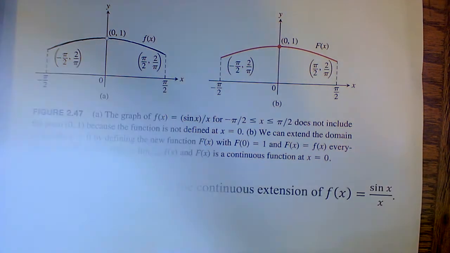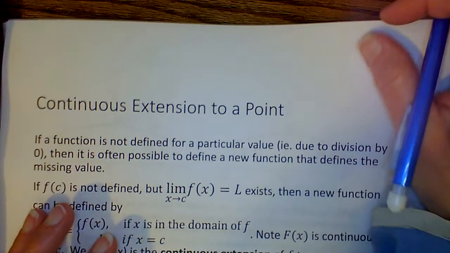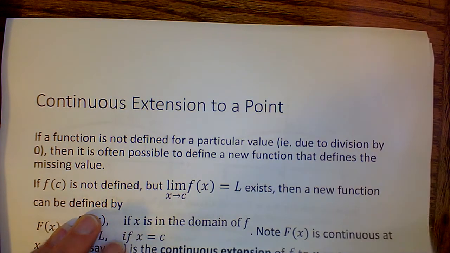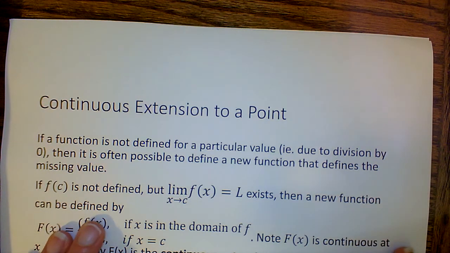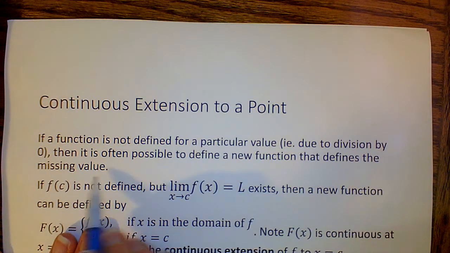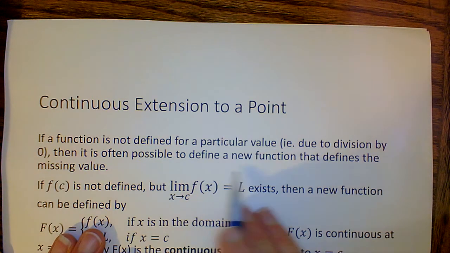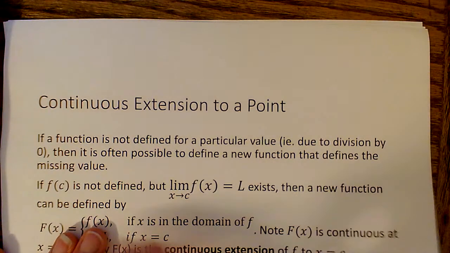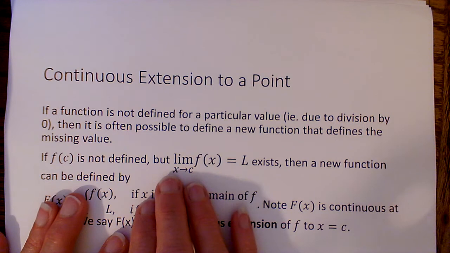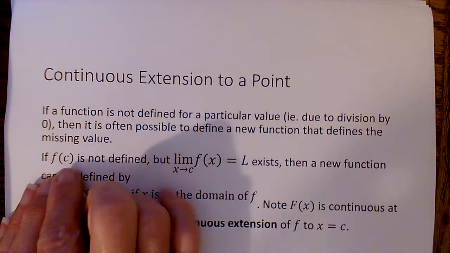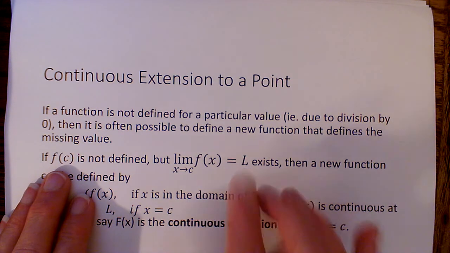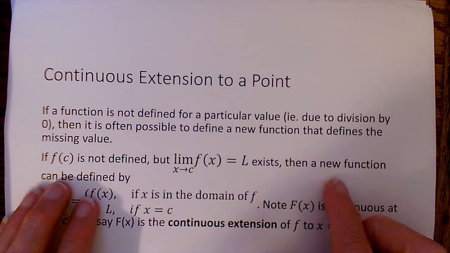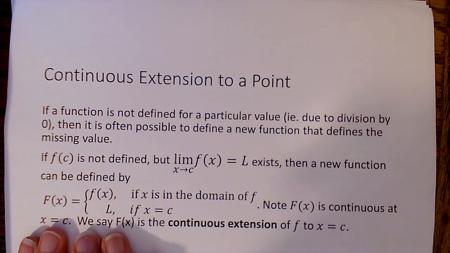So now let's look at a more in-depth explanation of this continuous extension to a point. If a function is not defined for a particular value, say for example division by 0, causing it not to be defined there, then it is often possible to define a new function that defines the missing value. If f of c is not defined, but the limit as x approaches c of f of x exists and equals some value L, then a new function can be defined by making a piecewise function.